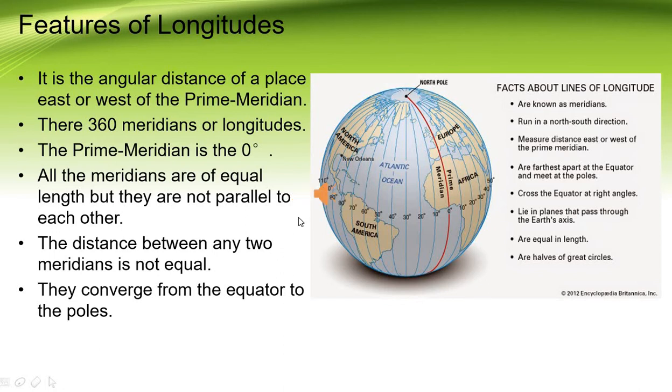Now, features of longitudes. It is the angular distance of a place east or west of the prime meridian. There are 360 meridians or longitudes. The prime meridian is the 0 degree. All the meridians are of equal length, but they are not parallel to each other. The distance between any two meridians is not equal. They converge from the equator to the poles.